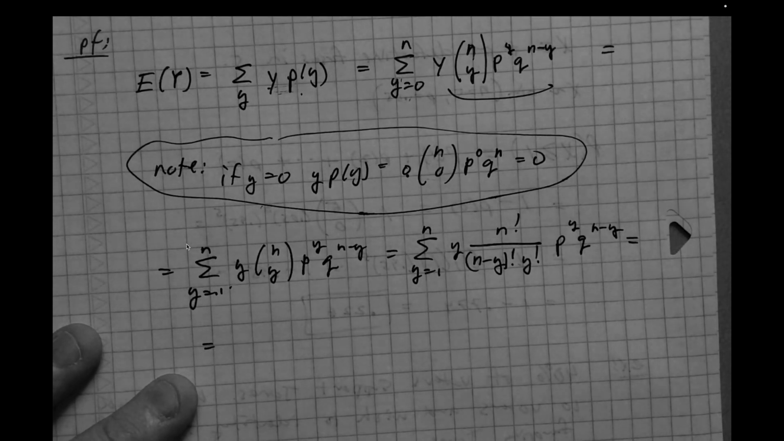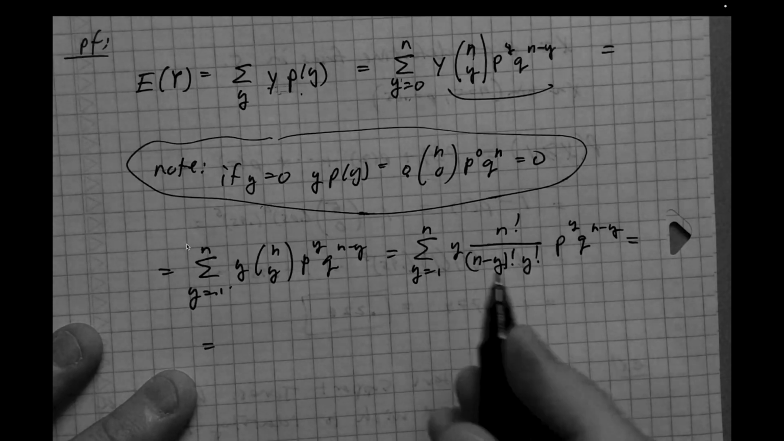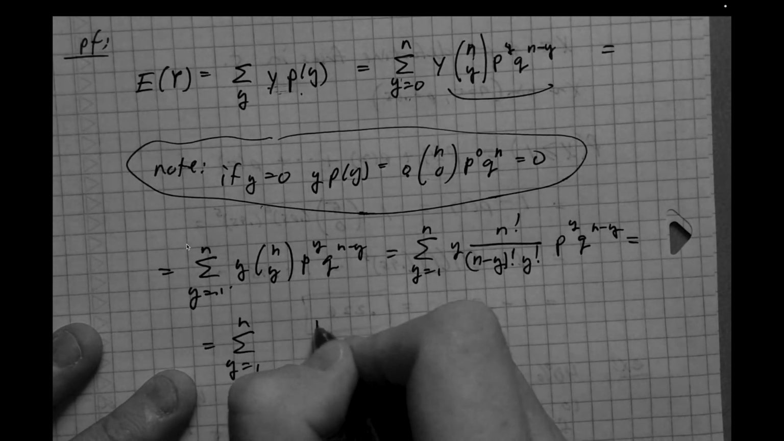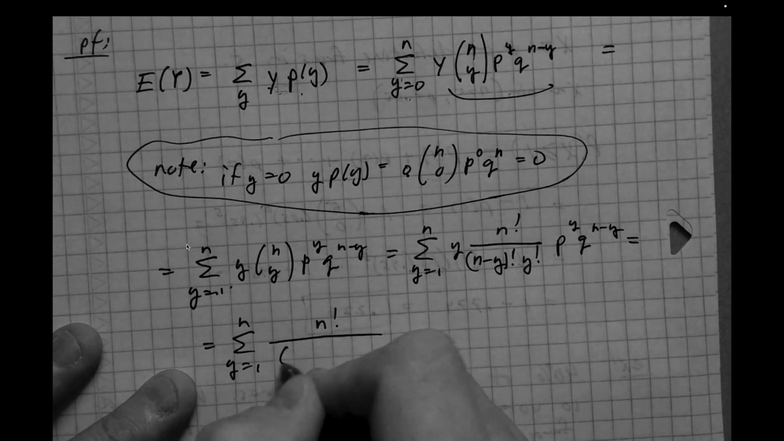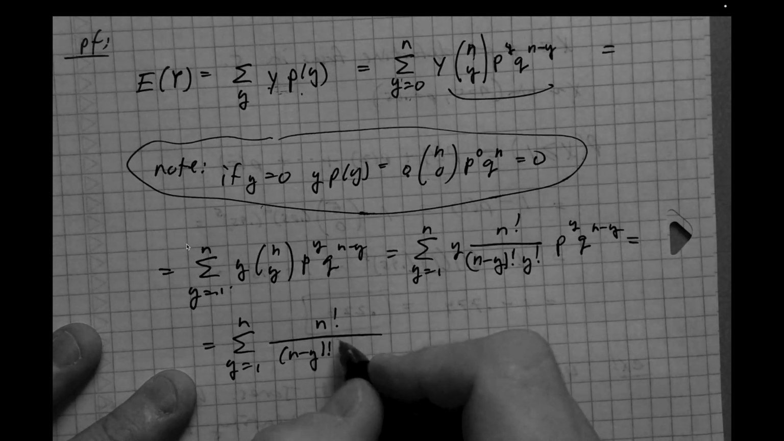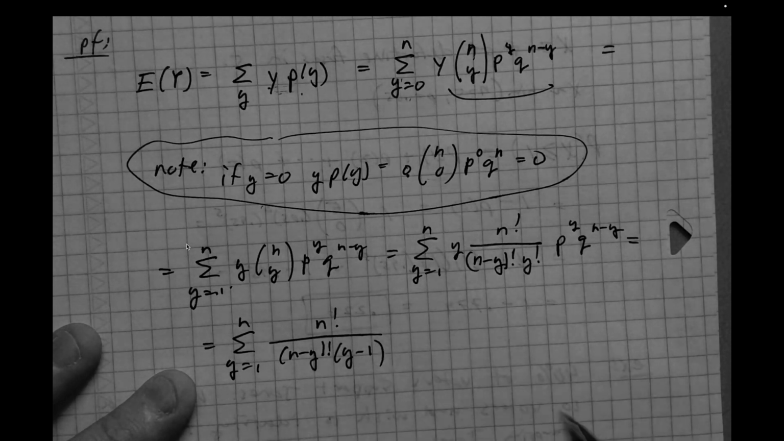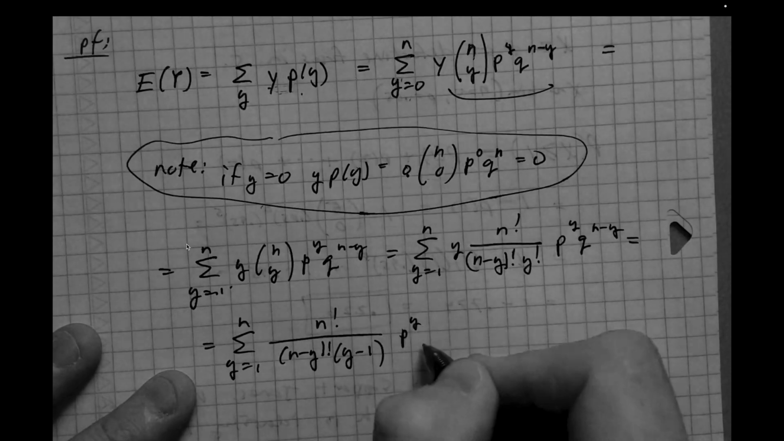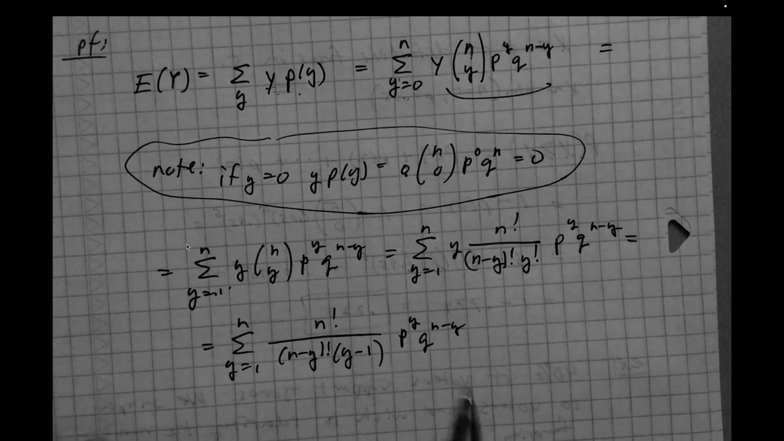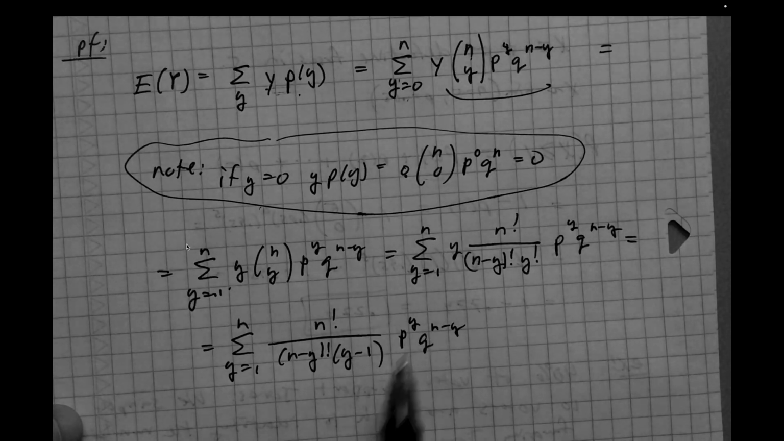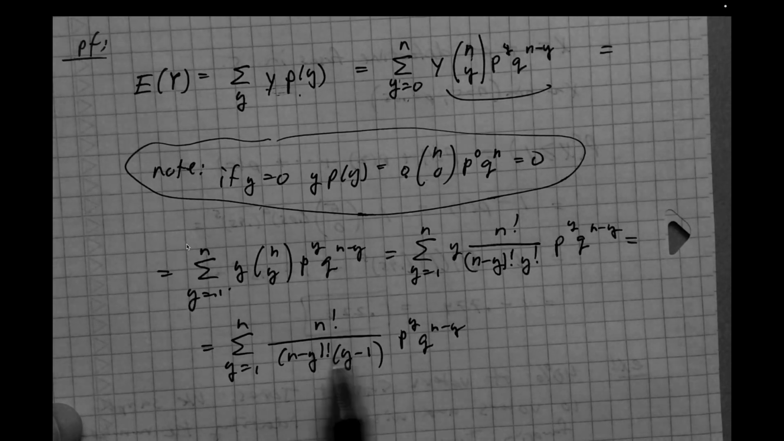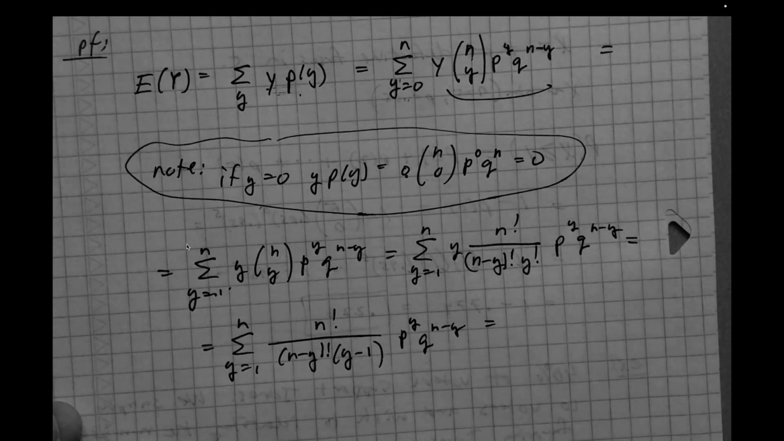Okay, and we can rewrite this again as the sum from y equals 1 up to n of n factorial over (n minus y) factorial times (y minus 1) factorial, p to the y, q to the n minus y. Now, if you notice, there are going to be n terms here, so we can factor an n and a p out of each of these terms.